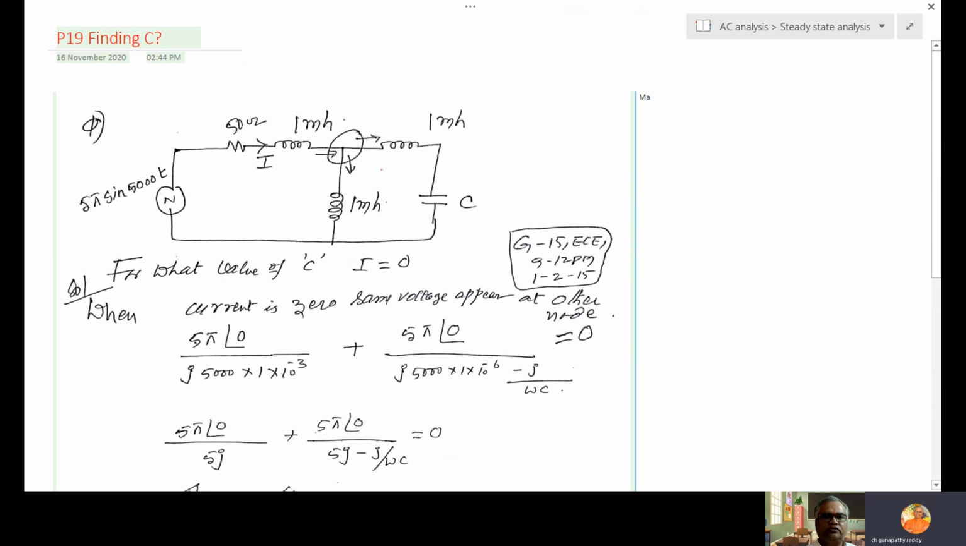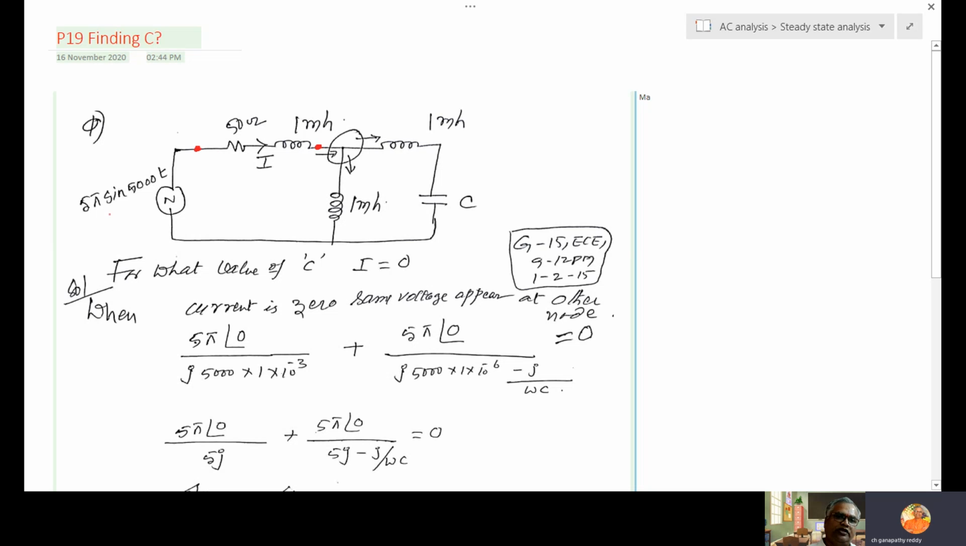So this one circuit: for what value of capacitor C is I equal to 0? The current I is also given in the circuit. So this I is 0. When current is 0, the same voltage appears at the other node. That means whatever voltage is here, the same voltage will come here.